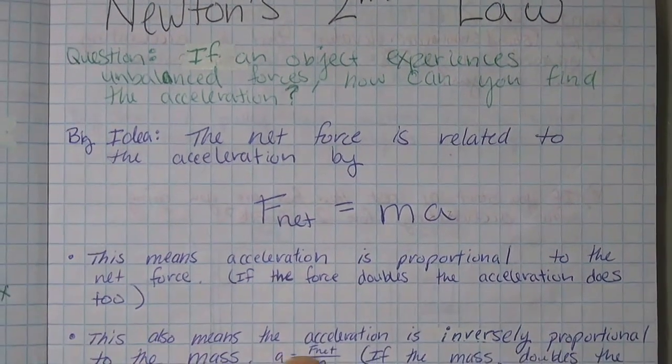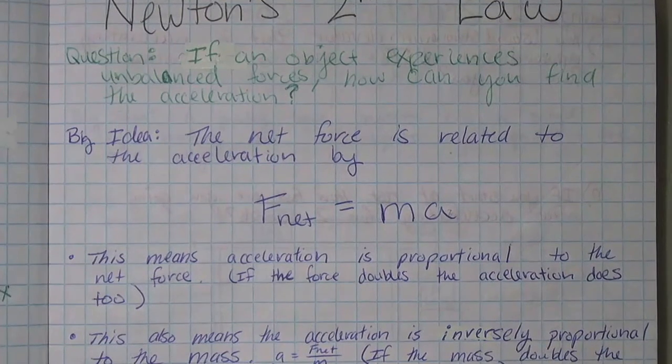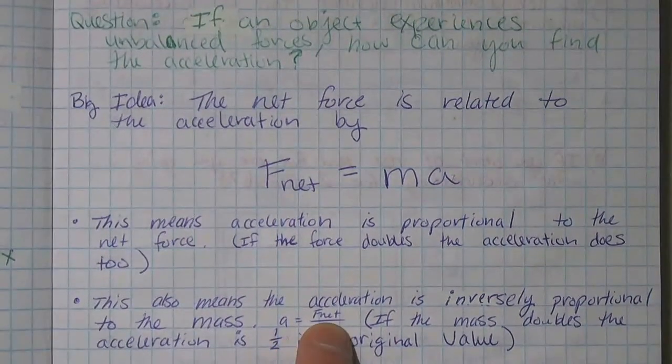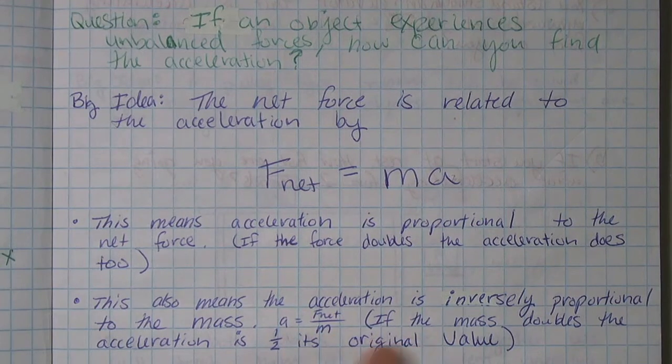This also means the acceleration is inversely proportional to the mass. If you rearrange the equation, you can see that a is F net divided by m. So that means that if you put a mass in that's twice as big, that puts a factor of 2 in the denominator, and that would then halve the acceleration. So if you try to accelerate something that's twice as heavy, then it will accelerate at one half the original value.